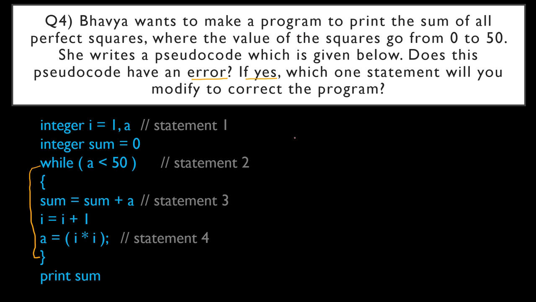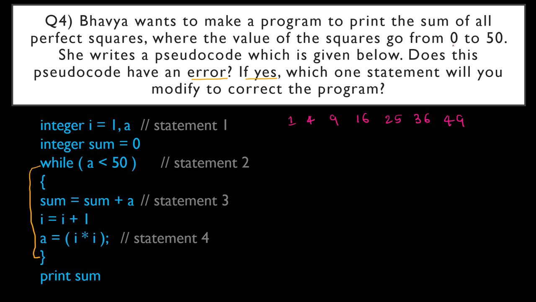So what are the perfect squares? The perfect squares are nothing but 1 is a perfect square because it is a square of 1. 4 is a perfect square. 9 is a perfect square. 16 is a perfect square. 25 is a perfect square. 36 is a perfect square. 49 is a perfect square. Next perfect square is 8 square, that is 64.